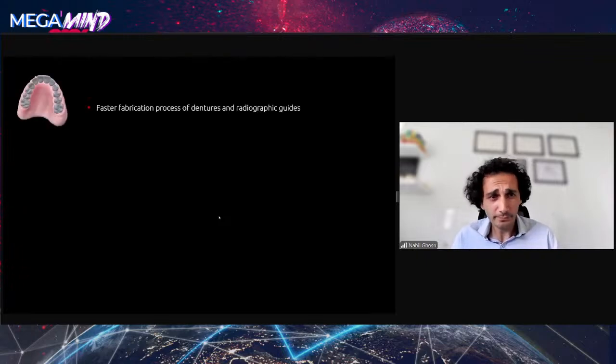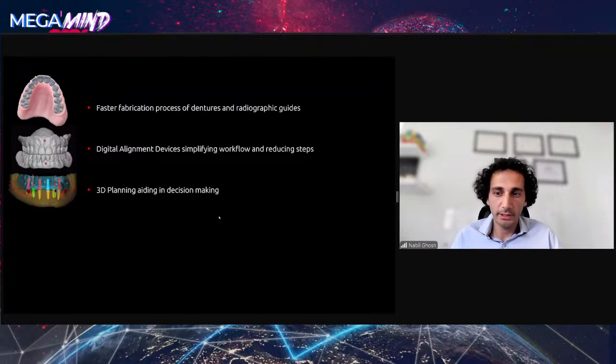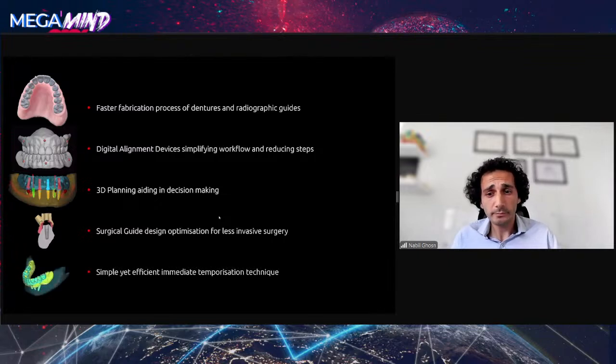And finally, in this case, we have seen many enhancements in the workflow of fully edentulous jaws, including a faster fabrication process of dentures and radiographic guides, the digital alignment devices simplifying the workflow and reducing the steps, an accurate 3D planning using the 3D segmentations and digital eye aiding in the decision-making, surgical guide design optimization to open a flap with less invasive surgery, and finally, we also demonstrated a simple yet efficient way for the immediate temporization technique. And thank you.